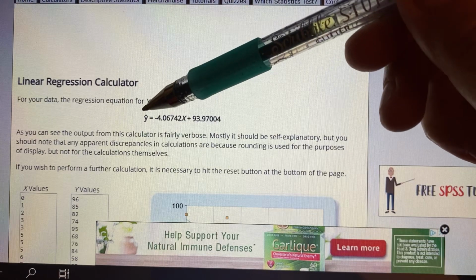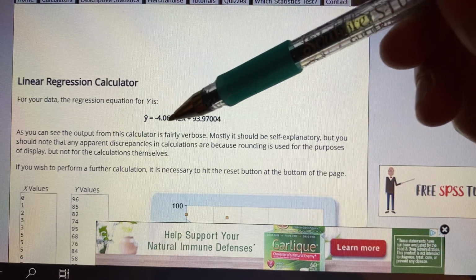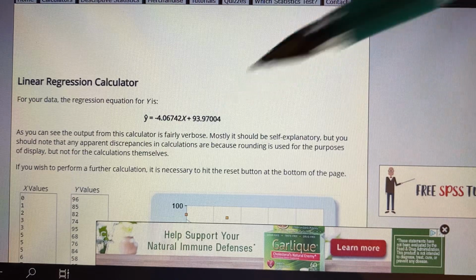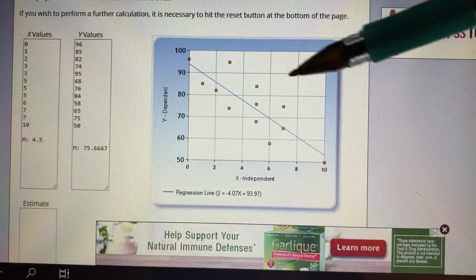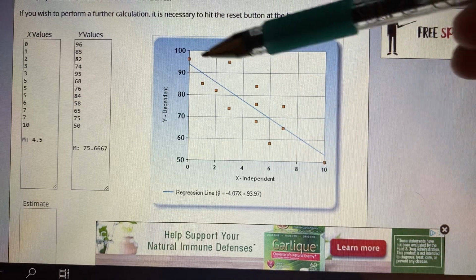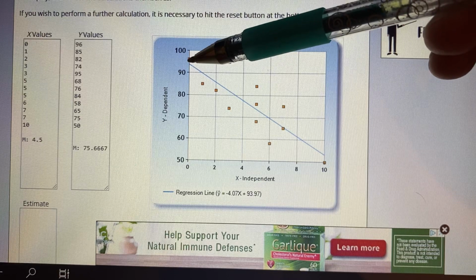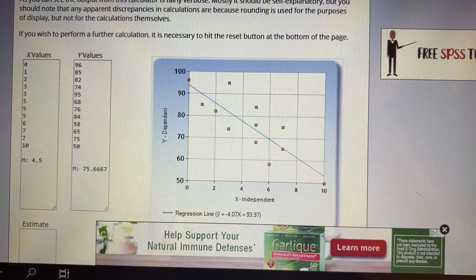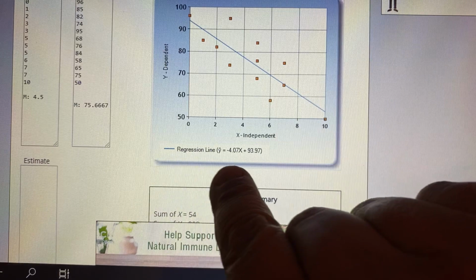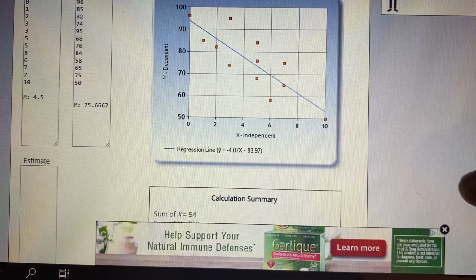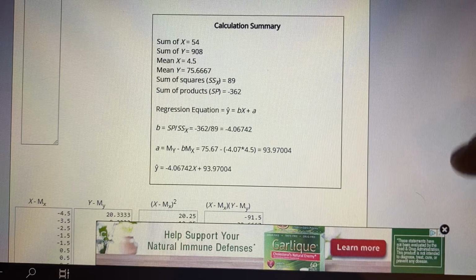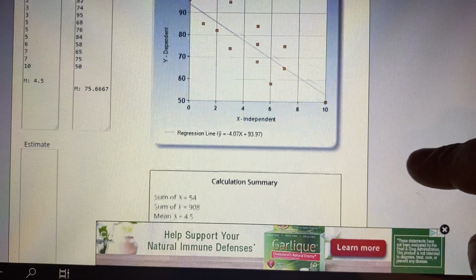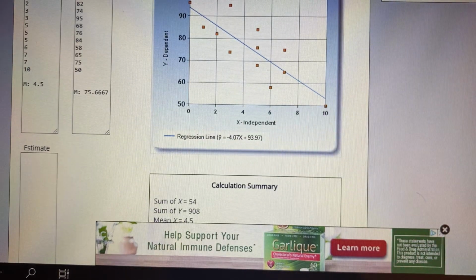where it gives me y hat, the predicted y value, is equal to our slope times x plus the y-intercept. Okay, it'll even make the scatter plot for you. It graphs the line, so you can see that we have a y-intercept at 93.97. Our slope is clearly negative, because as we're moving from left to right, the line is going down. And again, here it shows you the regression line equation. If you scroll down, it gives you a lot more information, but for purposes of this class, this is what we need right here, the regression line equation.